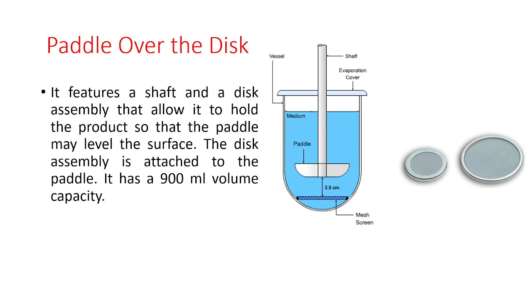Paddle over the disc method. It features a shaft and a disc assembly that allows it to hold the product so that the paddle may level the surface. The disc assembly is attached to the paddle. It has a 900 ml volume capacity, and this is the image of the paddle over disc method.